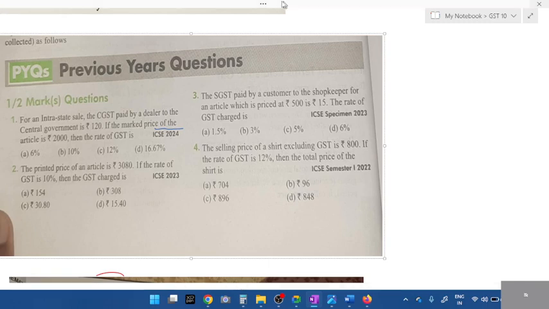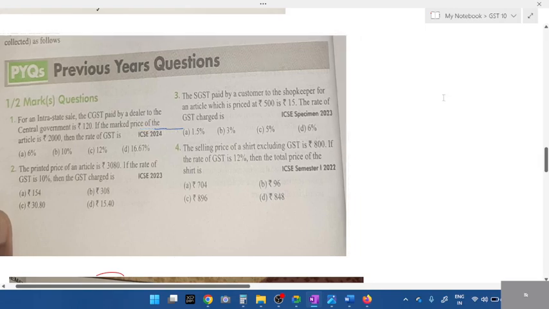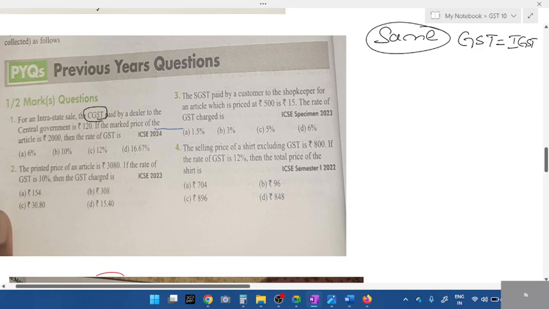Now I'll read the question. What is given? For an intrastate, what do you mean by intrastate? Intra is given. Yes, intra is same. If it is the same state, CGST is equal to what? CGST is equal to SGST, right? Yeah, CGST is equal to SGST. Just to confuse us, they have given CGST, students. The meaning of this is also SGST. You don't get confused. Just remember if it is intrastate, intra meaning is same, CGST and SGST will be the same. Okay, just to confuse, they have given CGST here.